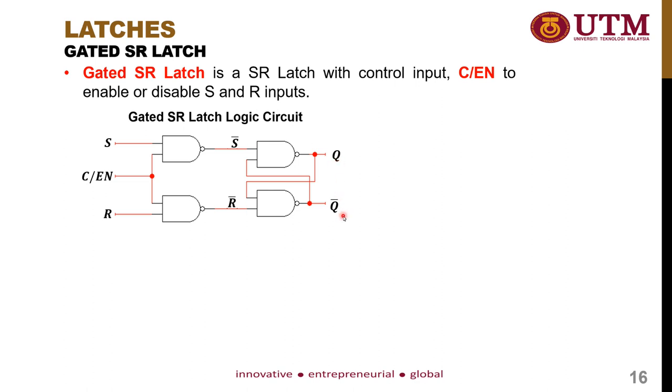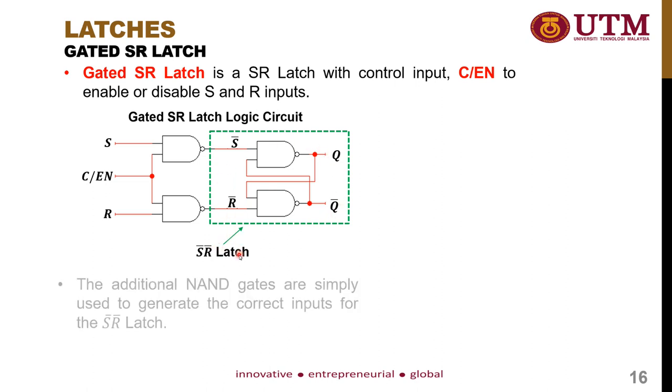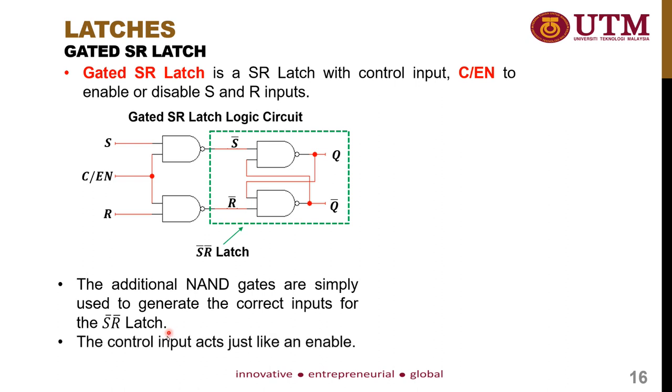Then they are converted into S bar and R bar, and we have two outputs, which are Q and Q bar. So actually these circuits represent the S bar R bar latch. The additional NAND gates are simply used to generate the correct inputs for the S bar R bar latch, and the control input acts just like an enable. So the additional input inside the gated SR latch is just used to enable or disable the operation of the SR latch.